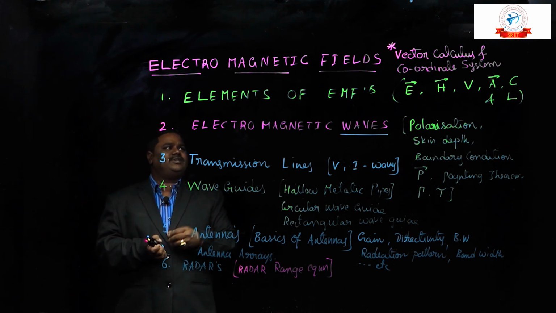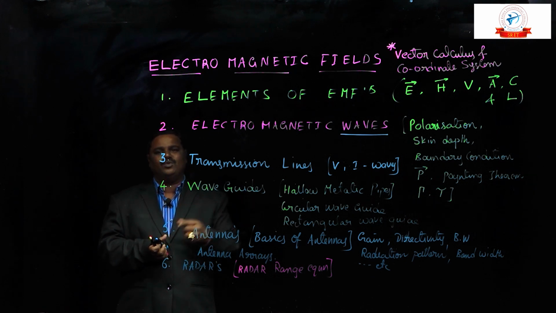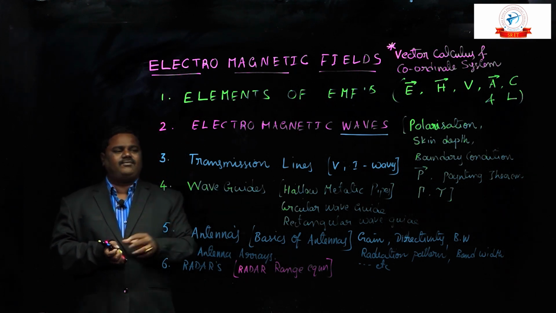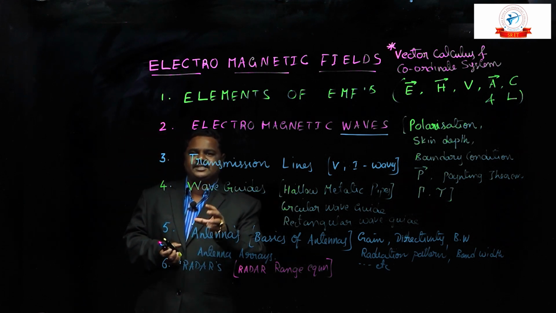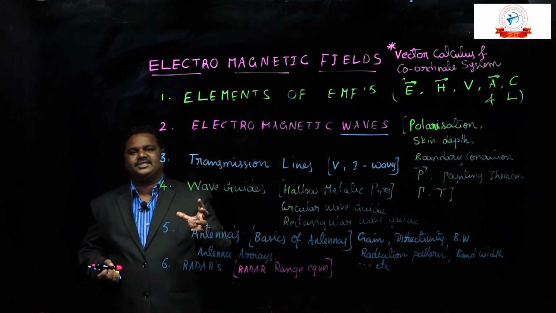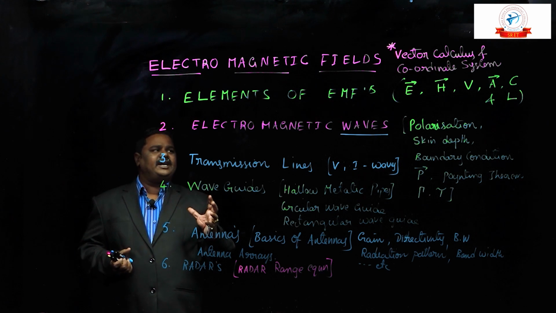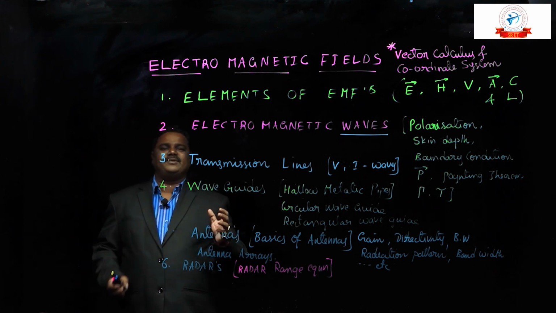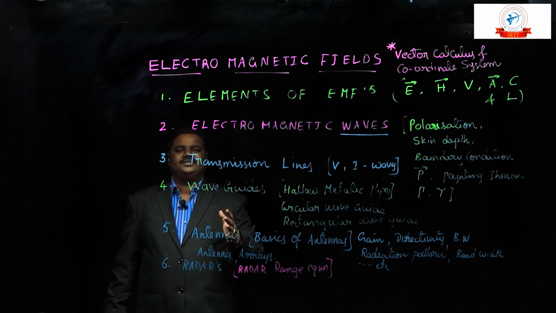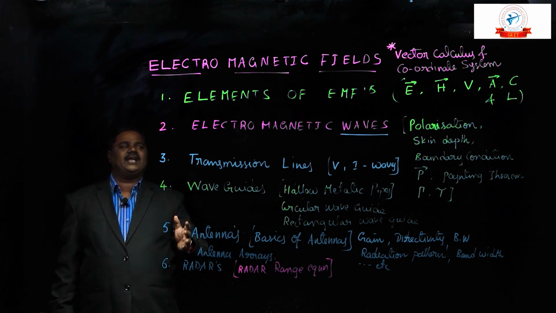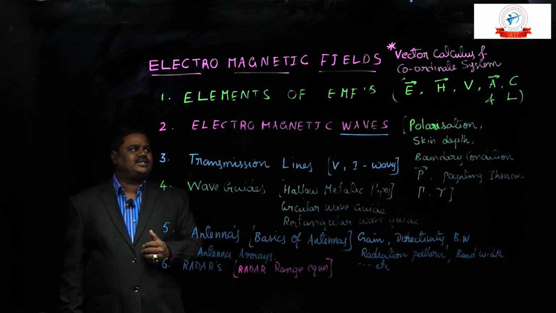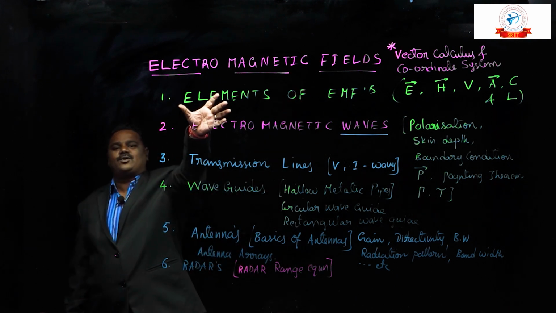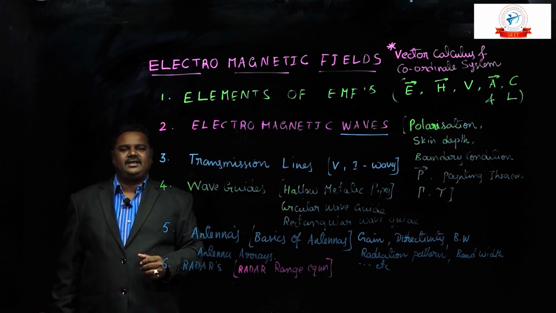Once you understand this vector calculus, we move to the other basic, called the coordinate system. For electromagnetic fields, you need to understand the 3-dimensional coordinate system. We need different coordinate systems for different kinds of applications. We will see what is meant by the Cartesian coordinate system, the cylindrical coordinate system and the spherical coordinate system. Once you understand vector calculus and coordinate systems, I am going to start with the first chapter, called elements of electromagnetic fields.